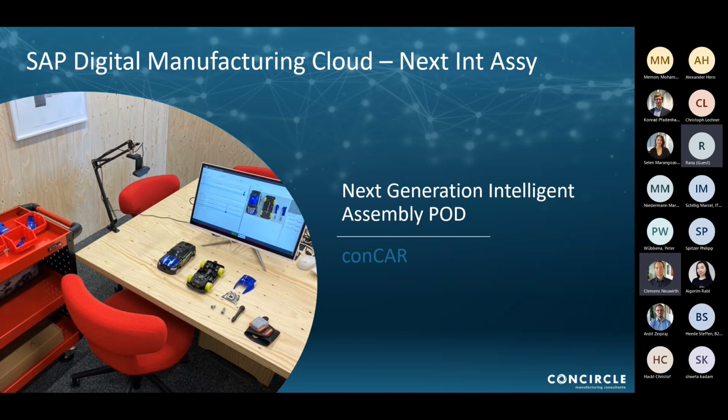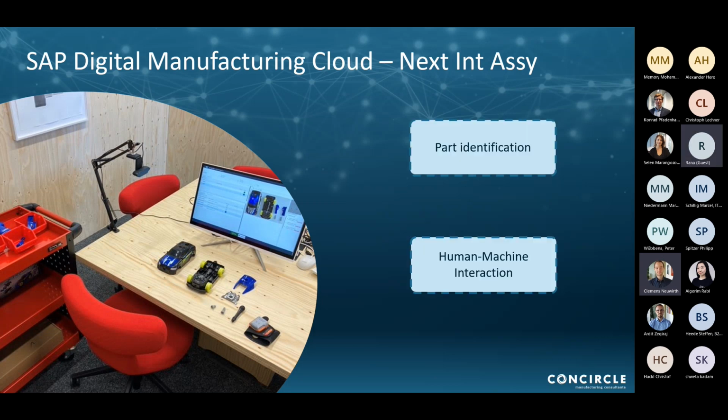And to get to the bottom of this question and to prove the practicality as well as the feasibility in connection with the DMC, we created an assembly station of the future, and we set up a showcase called the Next Generation Intelligent Assembly Pod. Here, the assembly process of a model car was simulated, with the employee being supported by various digital technologies. And a strong focus was placed there on part identification and also human-machine interaction.